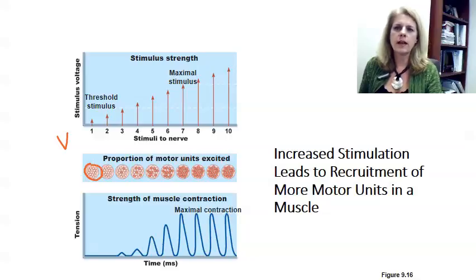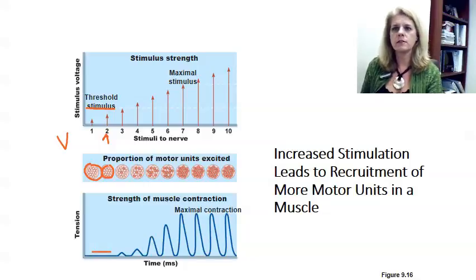And so if we stimulated it with a stimulus of 1, you would see that none of those motor units had that threshold. Okay, that's below their threshold. It's sub-threshold. So nothing happens. So you could even zap it again, give it a little more voltage. Again, nothing happens. There's no contraction.